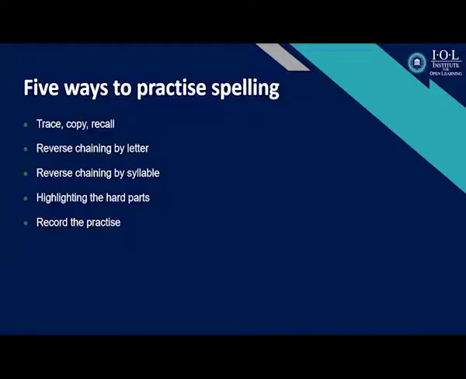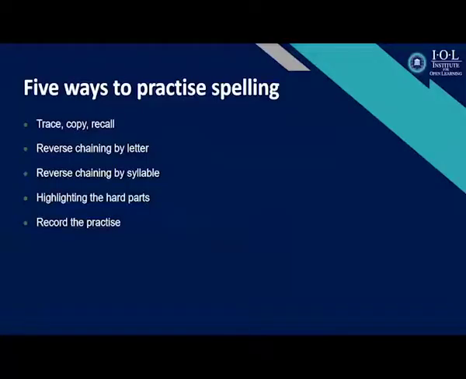We have 5 ways to practice spelling. The first one is to trace, copy, and recall. The second one is what we call reverse chaining by letter. We also have reverse chaining by syllables, and we also have highlighting the hard parts and recording the practice. These are the different ways that you can use to practice spelling, or when you're going to teach your learners how to spell. We have trace, copy, and recall, reverse chaining by letter, reverse chaining by syllable, highlighting the hard parts, and recording the practice.